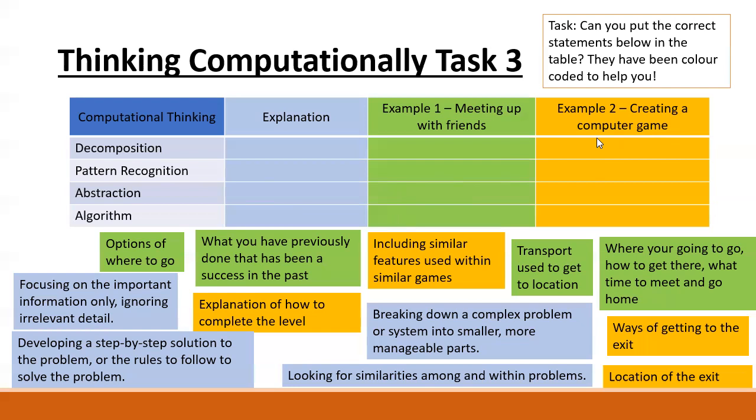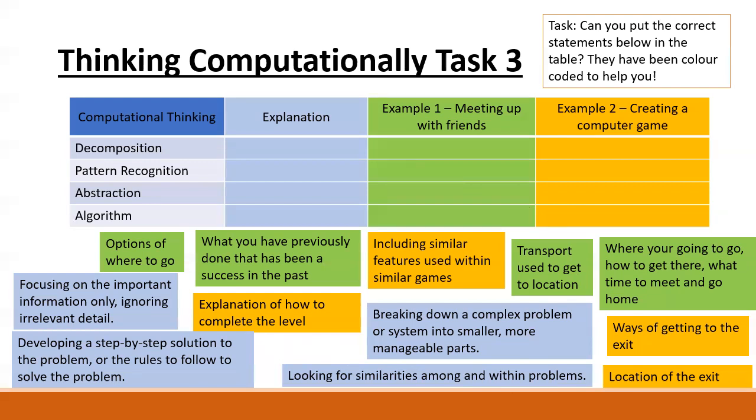And the last one, creating a computer game. What would be the explanation? Sorry, what would be decomposition? So we're only using these yellow ones now. Decomposition, explanation of how to complete the level. I think it might be this one because this is tricky, but I think it's that one. Why? Because there's multiple ways, it's plural, and so pattern recognition would be including similar because we've done it before. There you go. Pattern recognition.